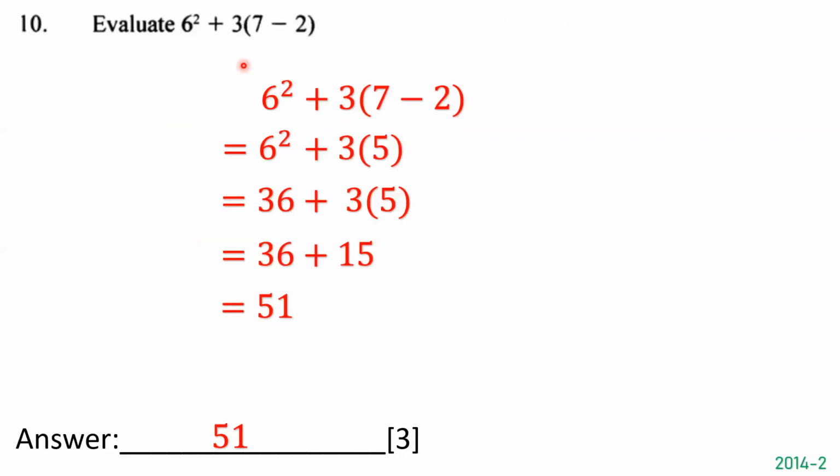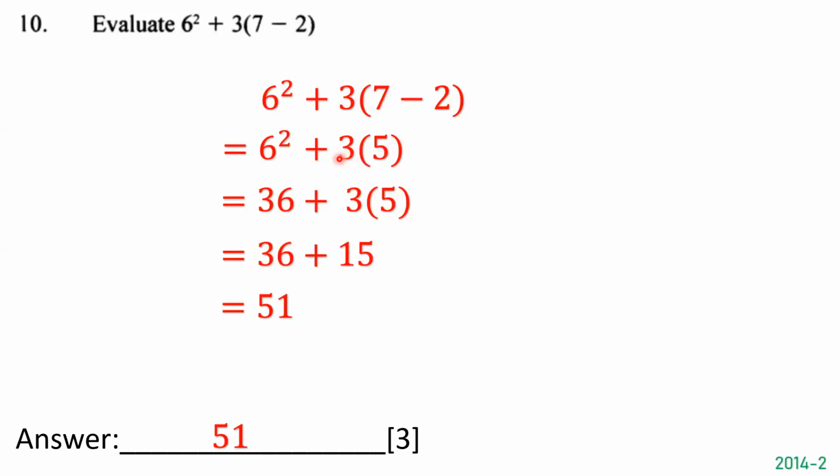Moving right along, we have this next order of operation problem. We have 6 squared plus 3 open bracket, 7 minus 2, close bracket. Remember, we always do the parentheses first. Whatever's in the parentheses, we do that first, according to PEMDAS. So 7 minus 2 is definitely 5. And so we have 6 squared plus 3 times 5.